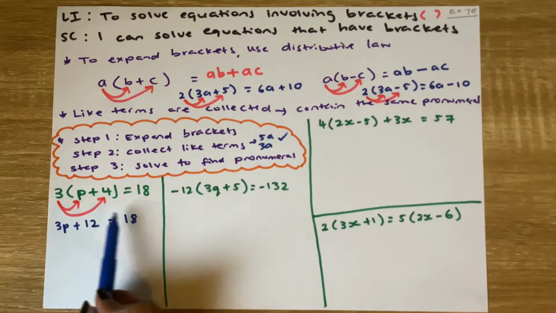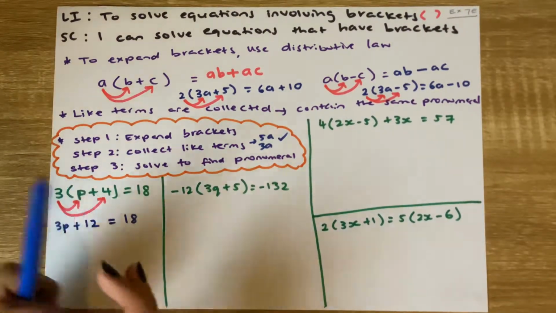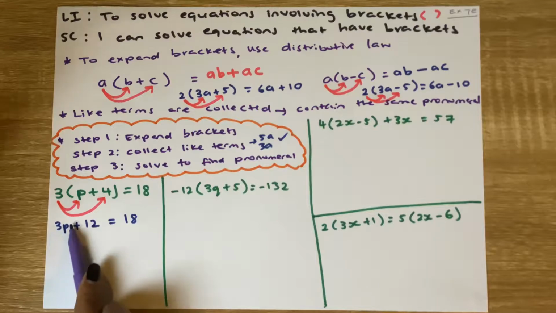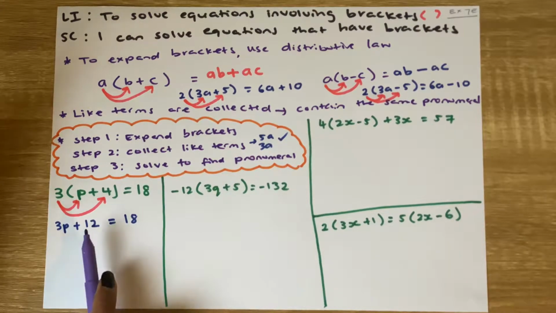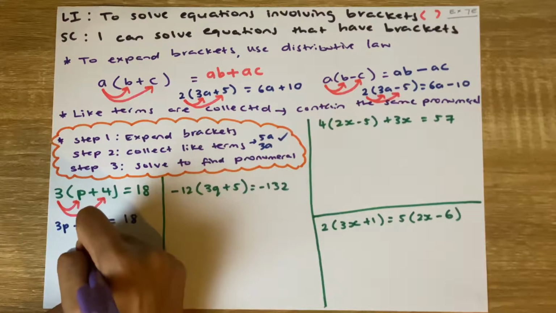And this obviously looks very familiar to what we have been working with quite a lot. So obviously we want to keep our letter till the very end. So we're going to work with what's not with our letter first. So plus 12 here. To get rid of that, I need to subtract 12.